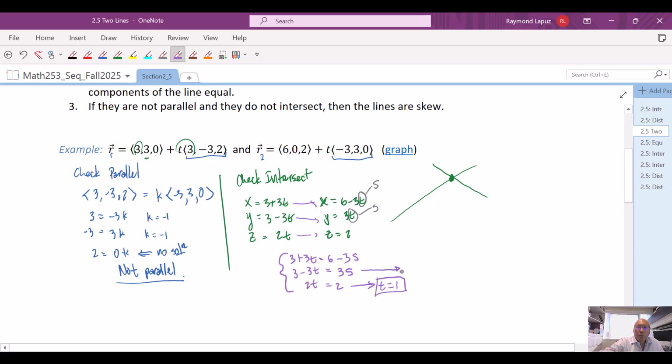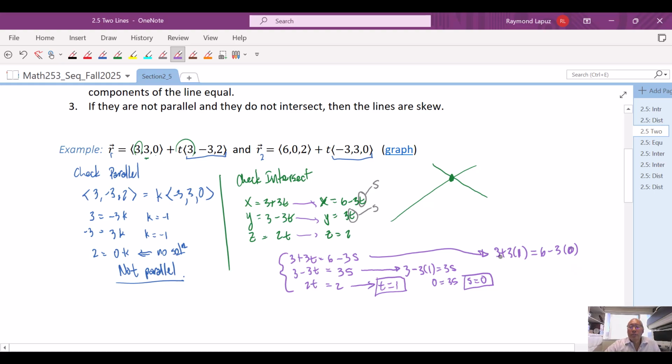I will box that and say, hey, that's one of the solutions, possibly. We'll take t is equal to 1 and put it into the second equation. 3 minus 3 times 1 is equal to 3s. And then solve for s. So 3 minus 3 is 0, is equal to 3s. So s must equal 0. And that seems to be our value for s. Let's take our value for t and our value for s and see if we put it into our first equation that it would be equal.